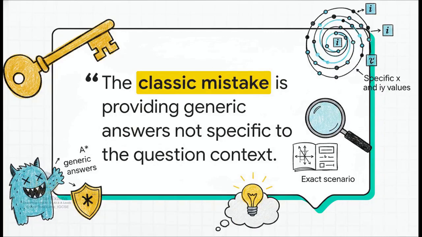This quote is a direct principal examiner alert. The classic mistake is providing generic answers not specific to the question context. This is the ultimate warning. If your answer could apply to any generic worksheet from Year 9 mathematics, it is not good enough for an A-level or even a top-tier IGCSE paper. You must relentlessly link every single algebraic step back to the x plus iy scenario sitting in front of you.